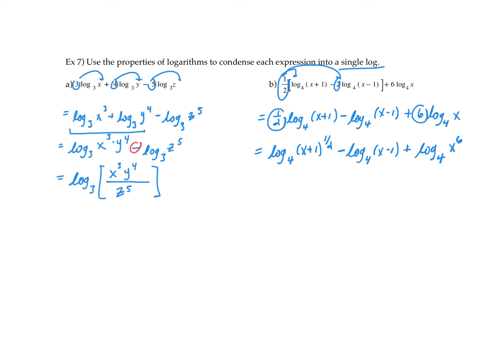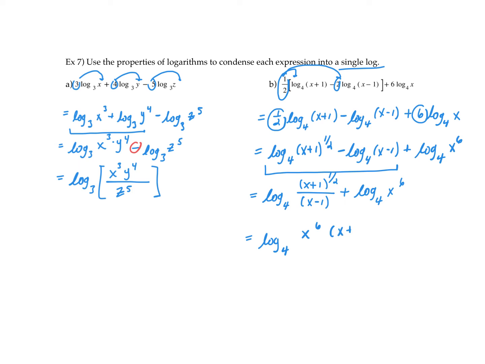Now, we're going to do this in a couple steps. First, we have subtraction here. That has to become division. So it would be log base 4 of x plus 1 in parentheses to the 1/2 divided by x minus 1 in parentheses. And to that, we're adding log base 4 of x to the 6th. Well, when it's addition, it condenses using multiplication. So this is going to become log base 4 of x to the 6th times x plus 1 to the 1/2, all divided by x minus 1.